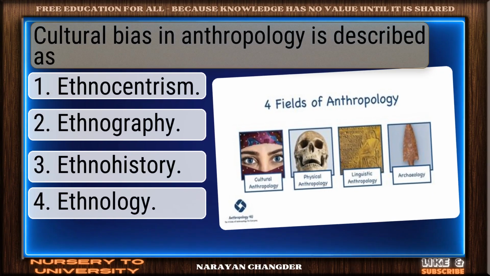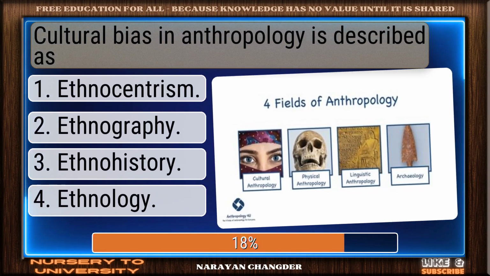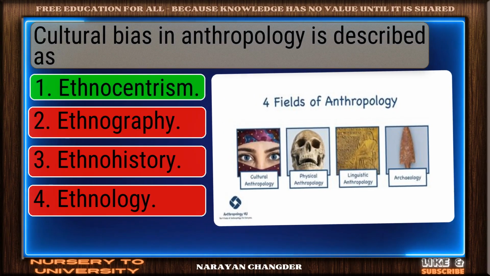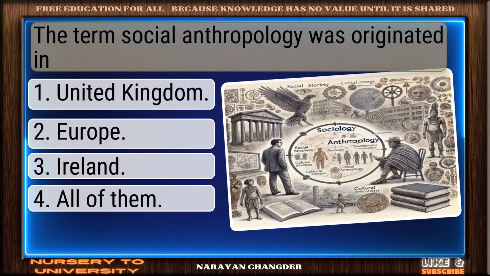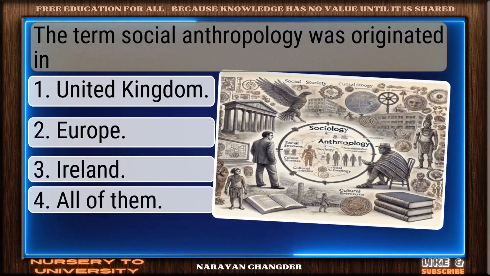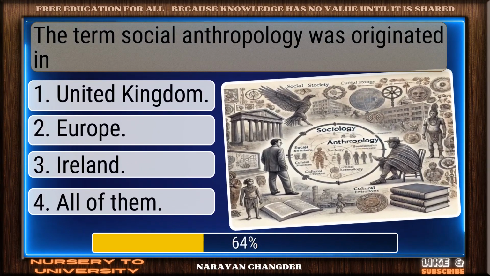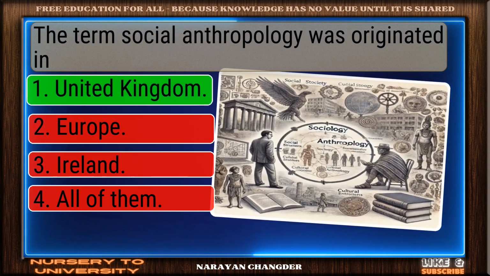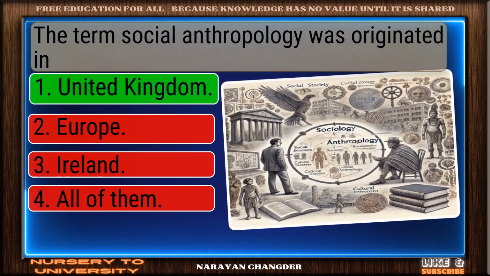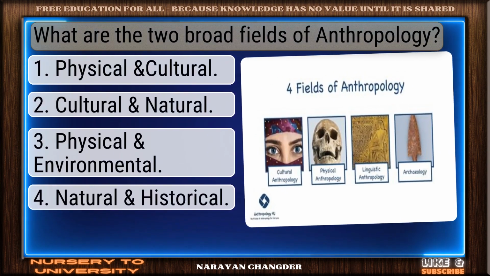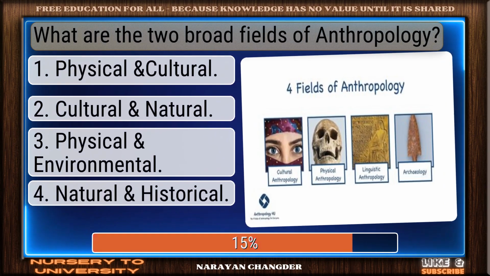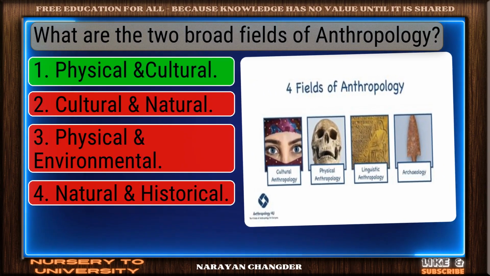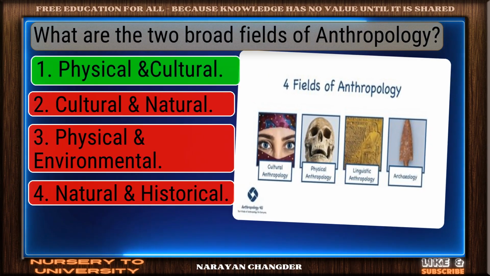Cultural bias in anthropology is described as. Correct. Ethnocentrism is the right answer. The term social anthropology was originated in. Excellent choice. United Kingdom is the right answer. What are the 2 broad fields of anthropology? Sharp thinking. Physical and cultural is the right choice.